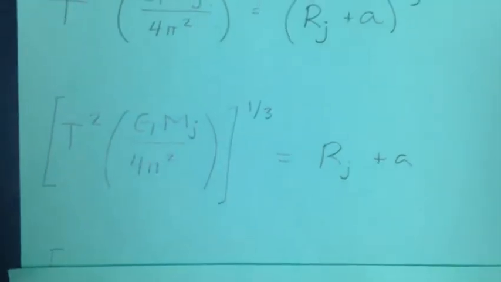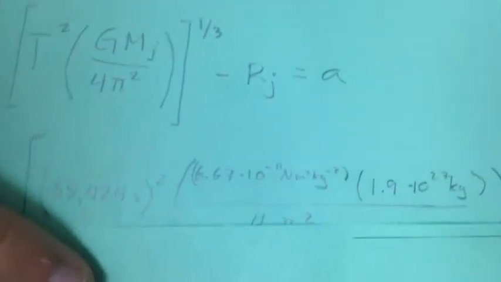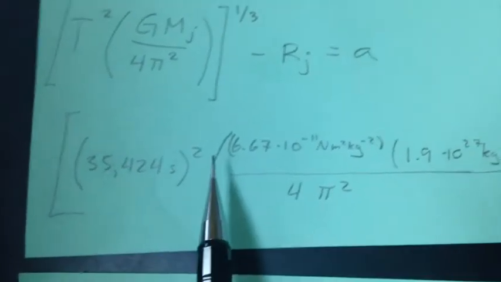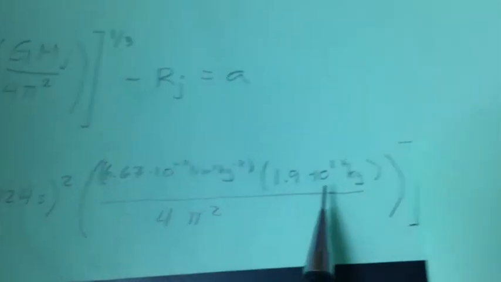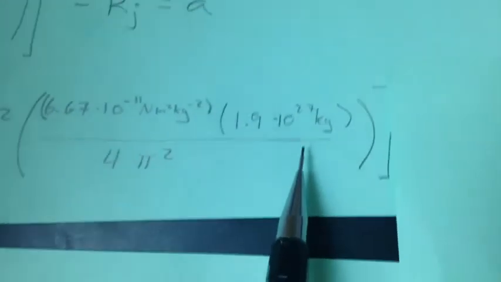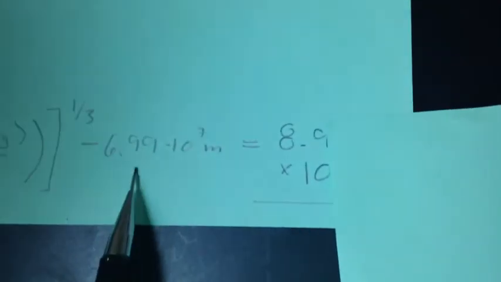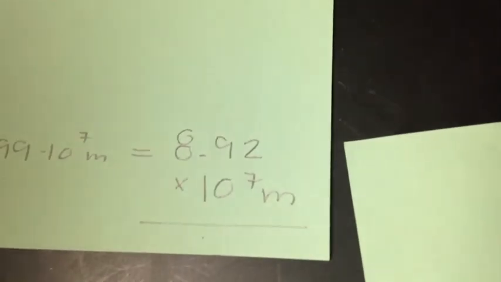Take the cube root of both sides. Subtract RJ from each side. Now, at this point, we plug our numbers in: 35,424 seconds squared times G times the mass of Jupiter, 1.9 times 10 to the 27 kilograms, all over 4 pi squared. Plug it into your calculator, take the cube root of it, then subtract the radius of Jupiter, and it should give you the distance between the surface of Jupiter and the satellite.